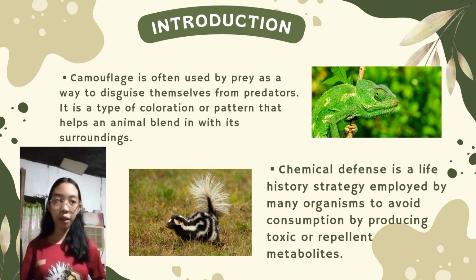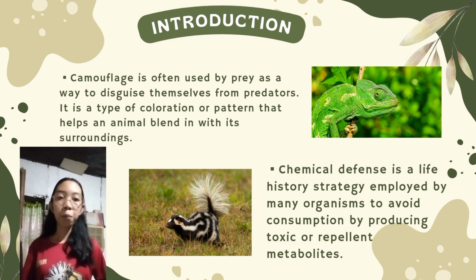So, for example, a skunk sprays a foul-smelling liquid to keep predators away. Some frogs and snakes release toxins that can be deadly if eaten. Plants like poison ivy produce irritating oils to prevent animals from eating them.